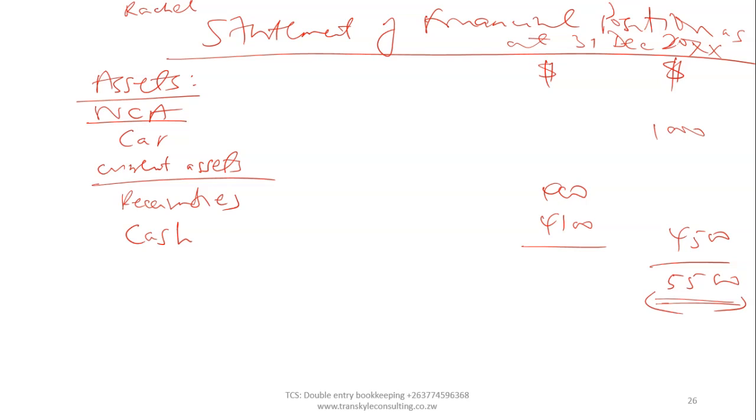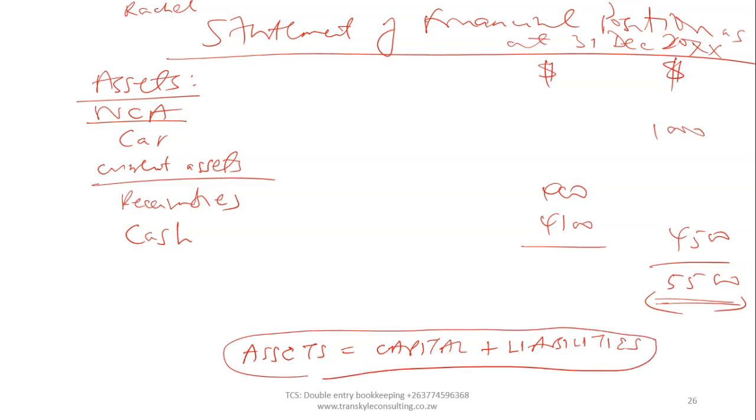They should tally. Remember, there is this accounting equation. Assets is equal to capital plus liabilities. This is the balance sheet equation. So this 5,500 should equal capital plus liabilities. So let us now do the capital and liabilities section.